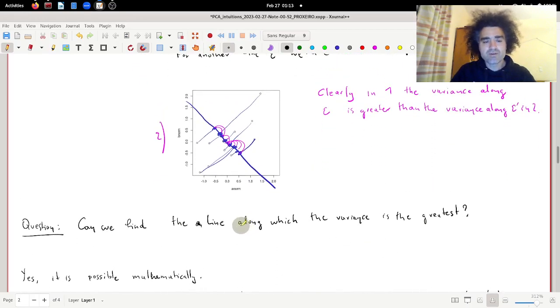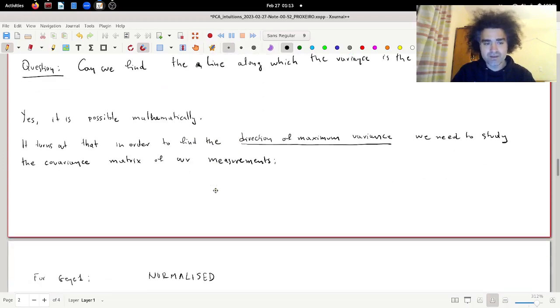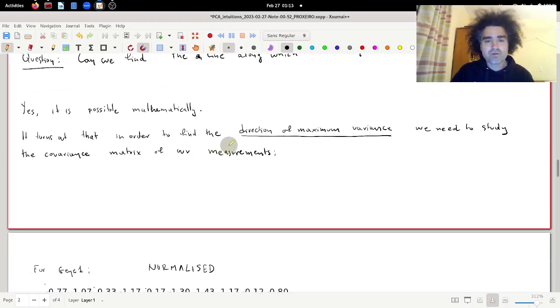Okay, and the question is, can we find a line along which the variance of the data points is the greatest? So the line on which the projections of the points have the greatest variance. And it turns out that this is possible mathematically. I will not go so much into the details. It has no meaning in such a class like this one. But I will just say a few things intuitively here, what's happening.